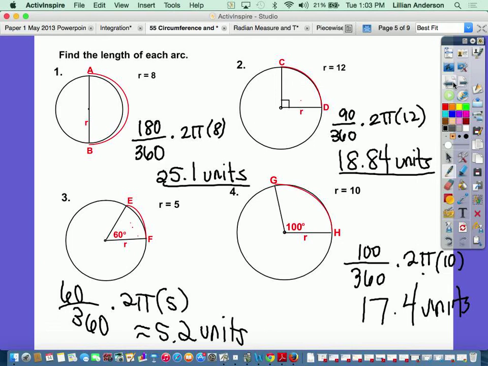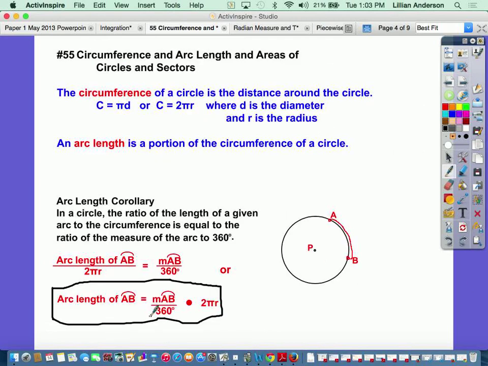Okay, well this is another formula that you need to make sure that you remember. Star it, highlight it, but you need to know the formula for the length of an arc.